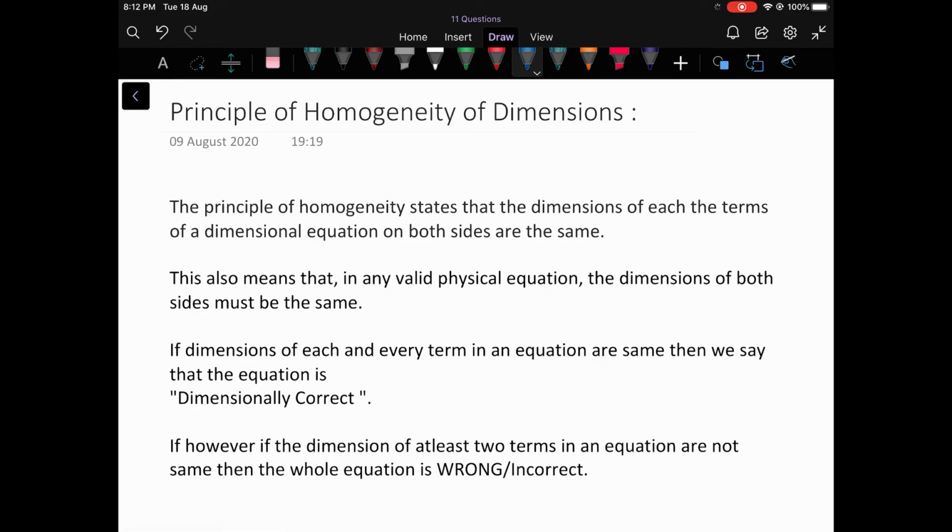Now, homogeneity means uniform, or sometimes you can also call it the same. This principle simply means that the dimensions of each term that we get in a dimensional equation on both sides of it must be the same.